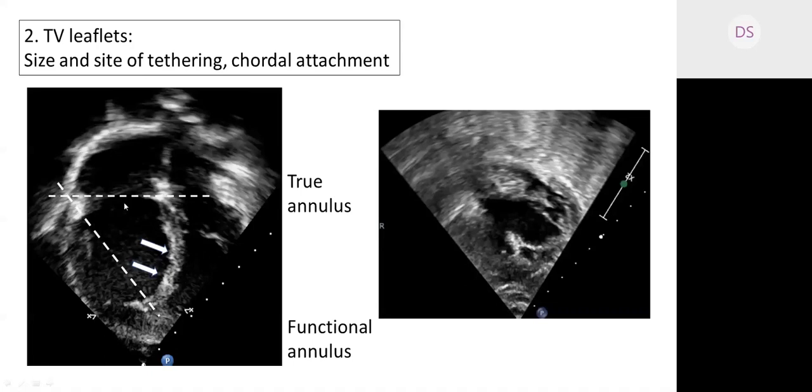So if I want to calculate my Celermajer index, I'm going to see this as the RA, this is the atrialized right ventricle. Below this is the true right ventricle or functional right ventricle. This is the LA and this is the LV.